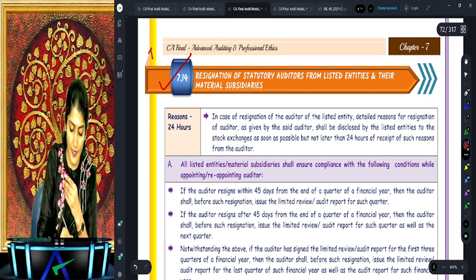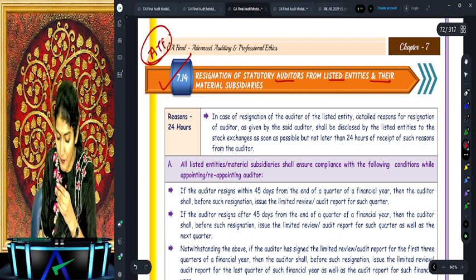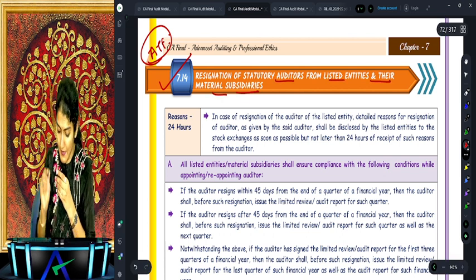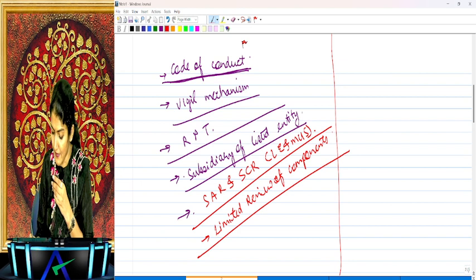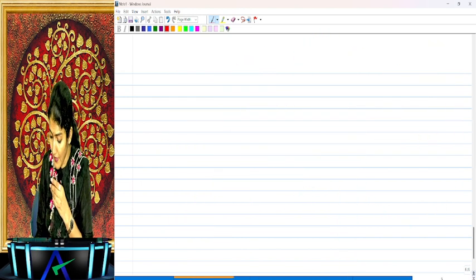Next one is an ATF. Again, it has been a super favorite one of ICAI. Resignation of statutory auditors from listed entities and their material subsidiary. What is the definition of material subsidiary? 10%, correct. Okay, so now what happened, right?